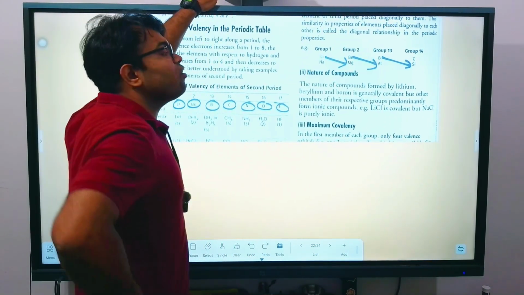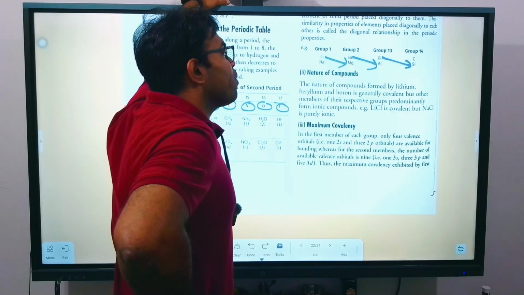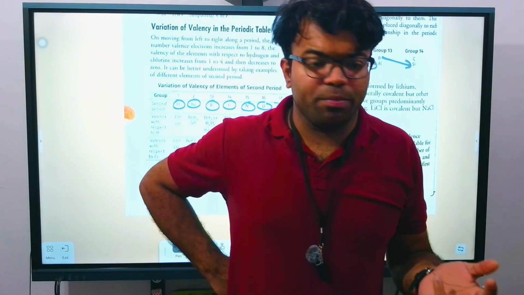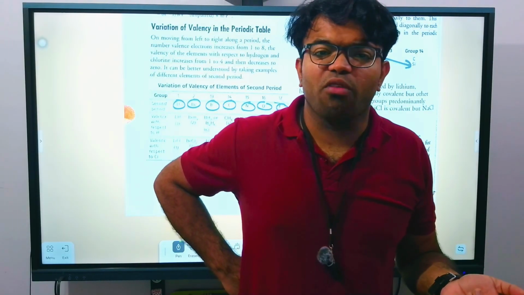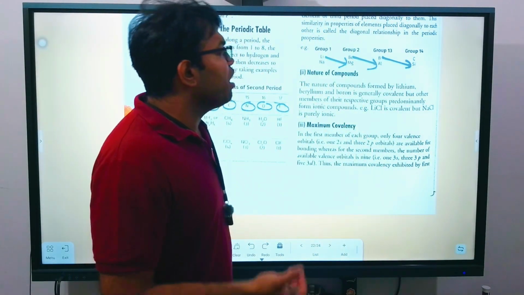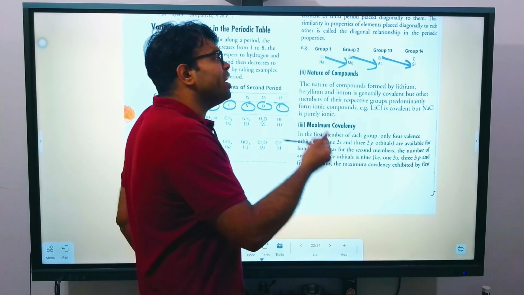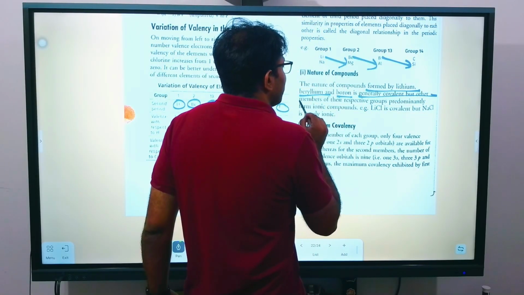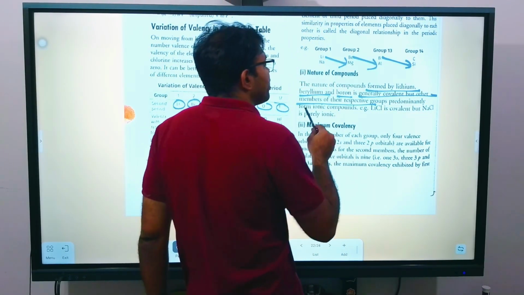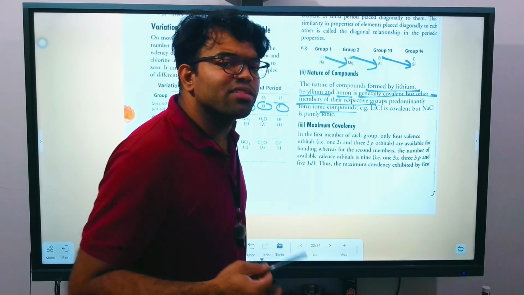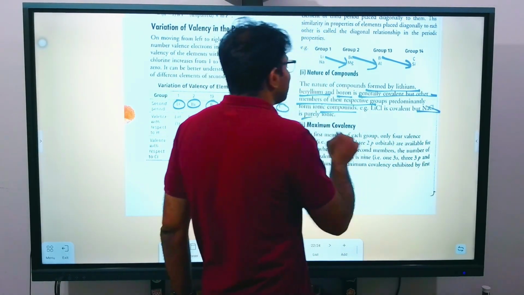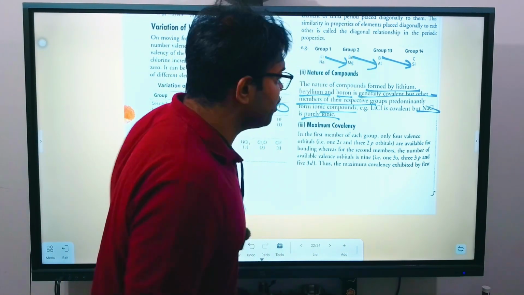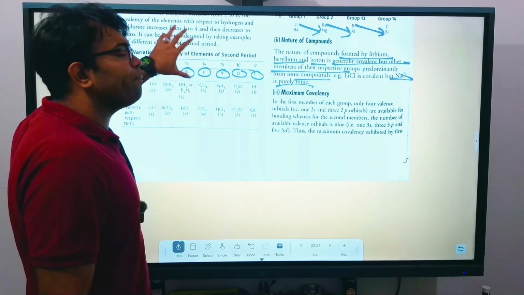Let's move on. Nature of the compounds. The nature of the compounds formed by lithium, beryllium, and boron is generally covalent, whereas the rest, sodium, potassium, all of these, usually form ionic compounds. Why? Again, because they are very small. The other members of the representative groups predominantly form ionic bonds. Lithium chloride is covalent, whereas sodium chloride is ionic. Again, due to its small size, its electronegativity, and the absence of d orbitals, it is forming covalent bonds compared to the others.